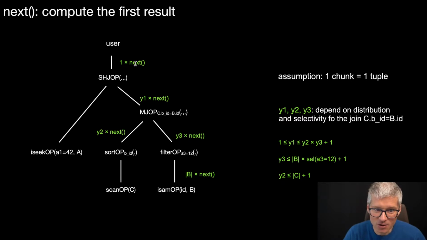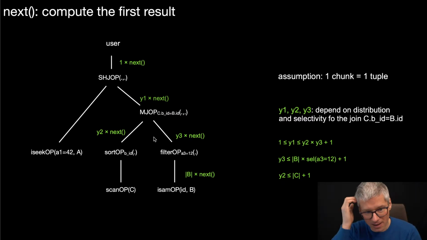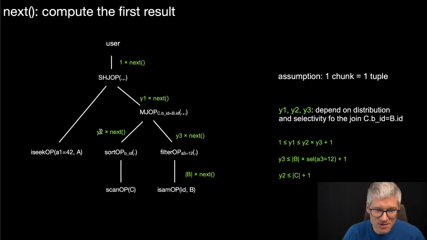So basically, you call next here, then you call the first time next here. Well, now the merge join has to determine its first result. I don't know what the selectivity is, but in order to compute the first result, it has to draw elements from left and from right, interleaving drawing from left to right, until eventually it finds such a result. So the question is, what is y2, y3, and y1? I can give boundaries for that, but it depends on the concrete situation how many calls are being issued.